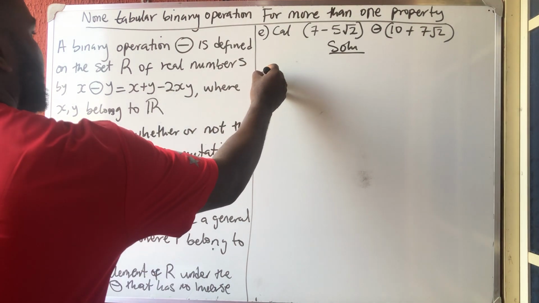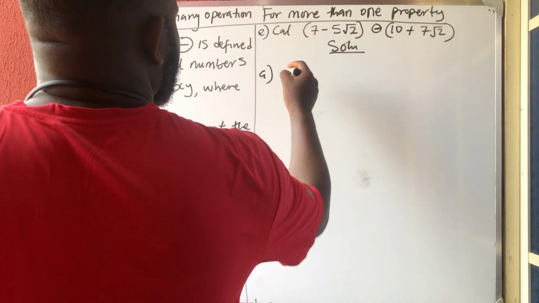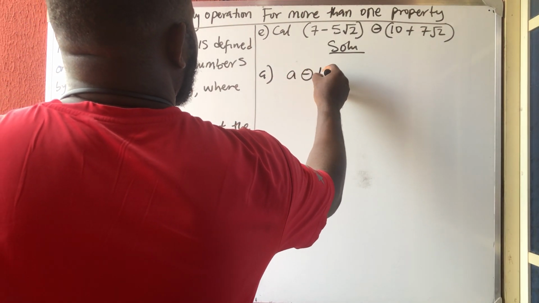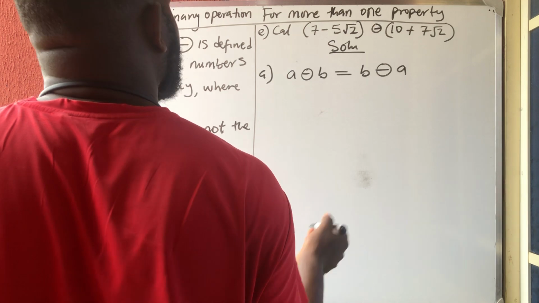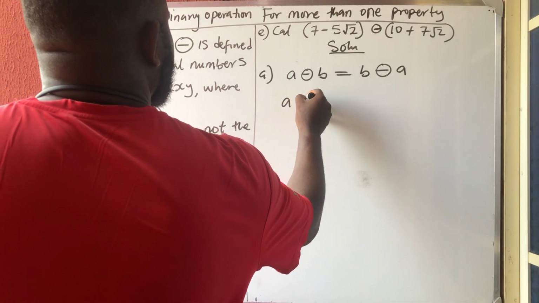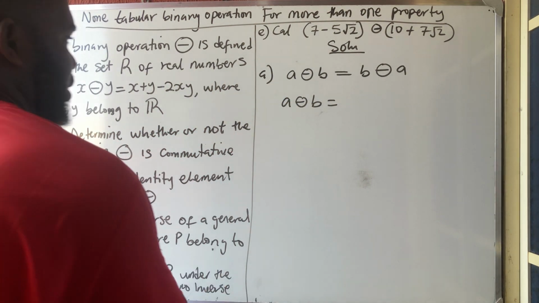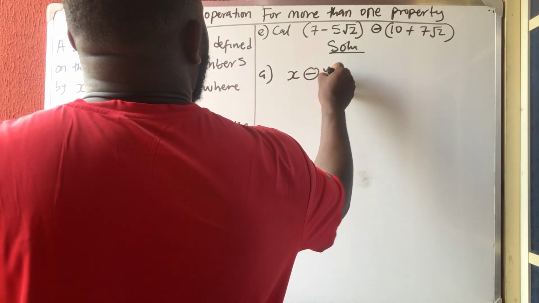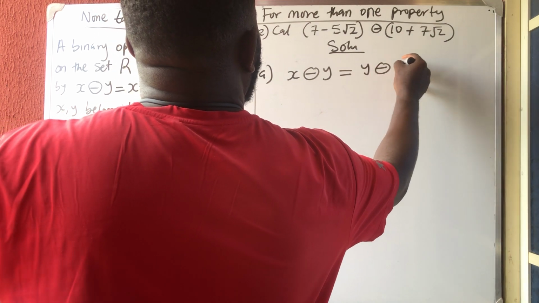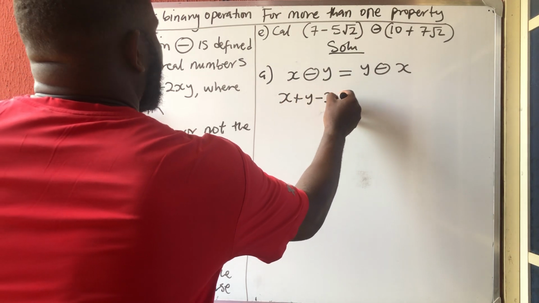The first one, they said that we should determine whether or not the operation is commutative. And don't forget what I told you about commutativity. Commutativity is simply that if A operates on B, you will get exactly the same result as B operating on A. So let us check that. They have given us that x ∗ y is equal to x plus y minus 2xy.